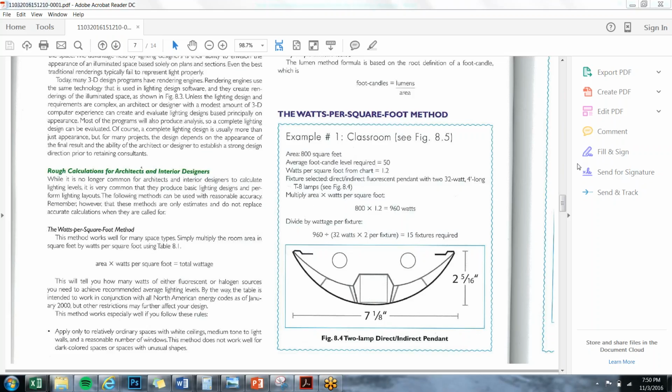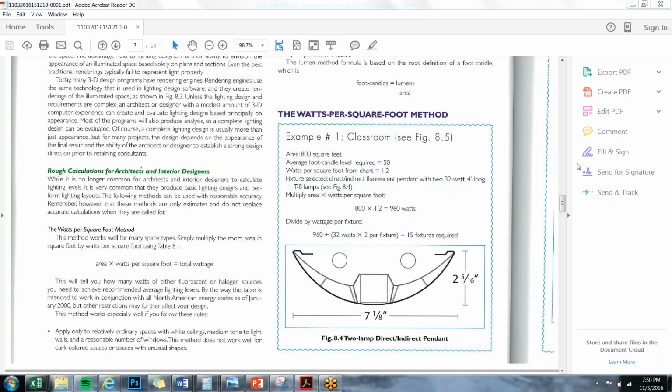That will be given though. We have our core, we have the area of the rooms. So it's given, you just have to measure for it. So let's assume that we have an area of 800 square feet. We have to have the average foot candle level required.